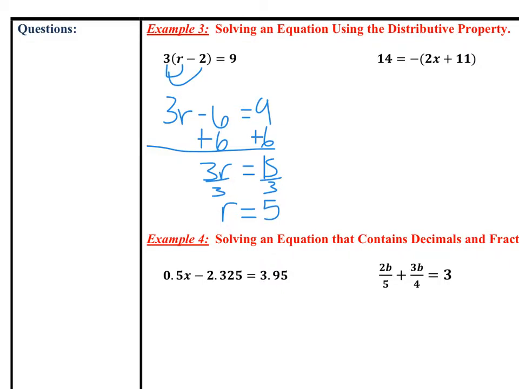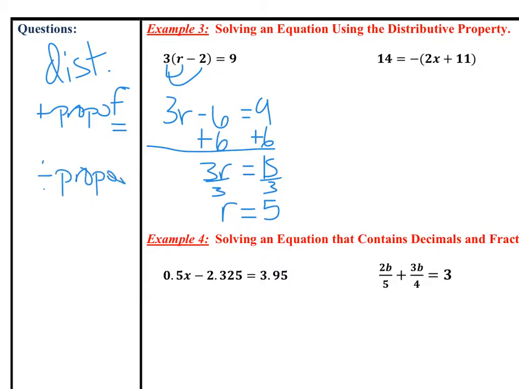Let's write our properties and our steps for this one. So first we did distributing, I'll abbreviate that. Then we added 6 to both sides, so the addition property of equality. And last we did the division property of equality.